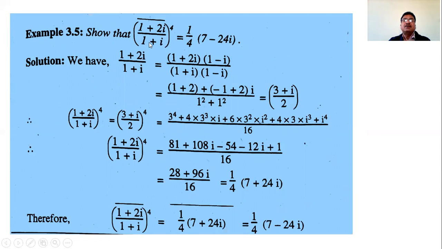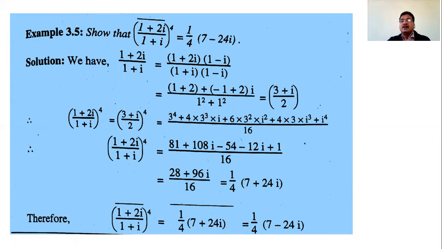Okay, now show that this is equal to this number. So, first find (1 plus 2i) divided by (1 plus i) by rationalizing the denominator. So, we have this answer, and then we have to find its fourth power. So this is (3 plus i) raised to the 4th power, divided by 2 raised to the 4th power, which is 16. For (3 plus i) raised to 4, that is 3 plus i four times. Multiply (3 plus i) into (3 plus i) into (3 plus i) into (3 plus i), four times.